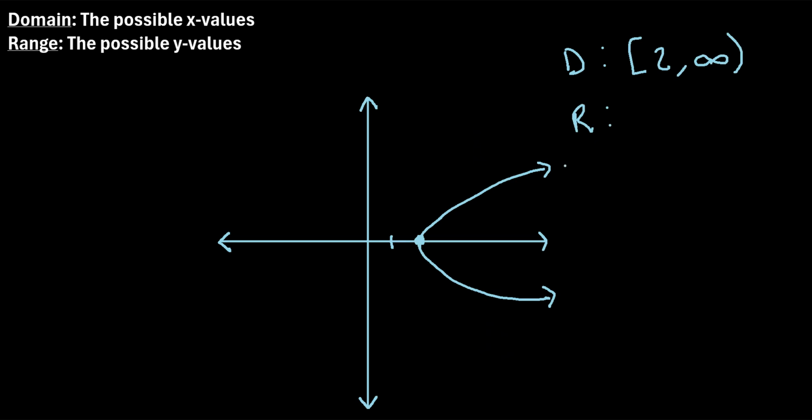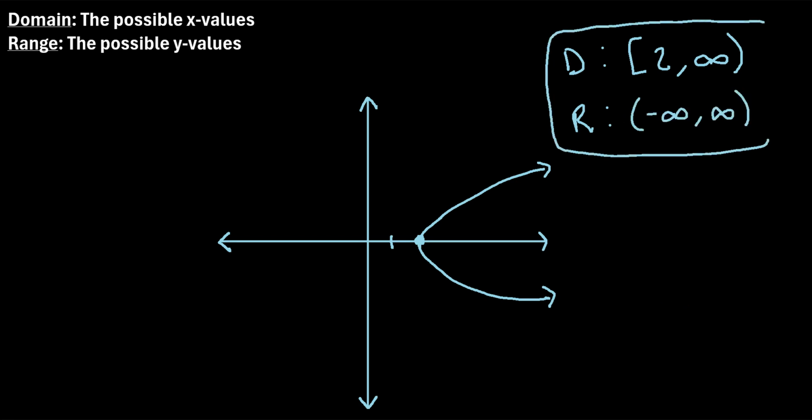We can see that both of these lines, again, they're just going up and out forever and ever. There's no restriction on how low the graph could go or how high the graph could go. So for the range, we're just going to say negative infinity to positive infinity. So that's our answer for this one.